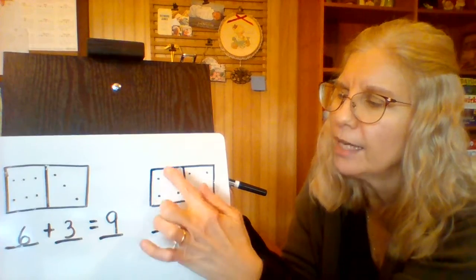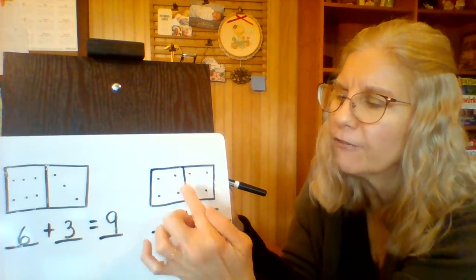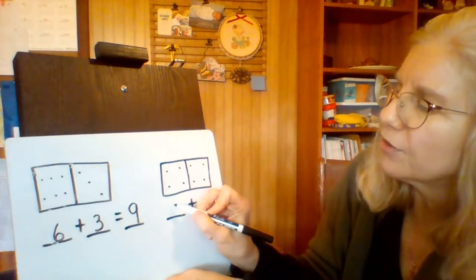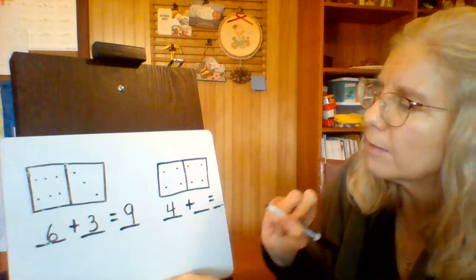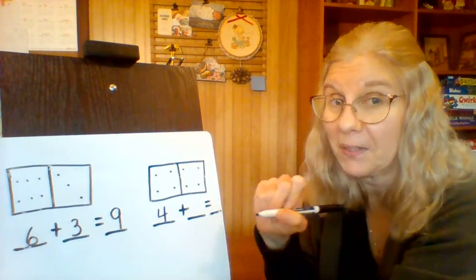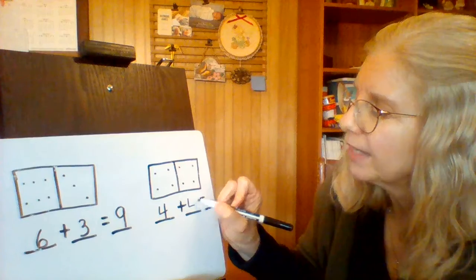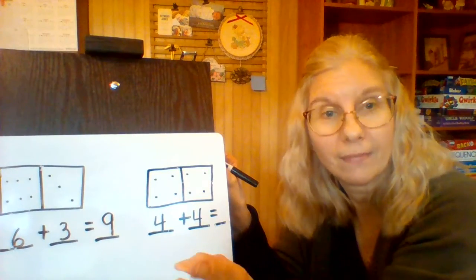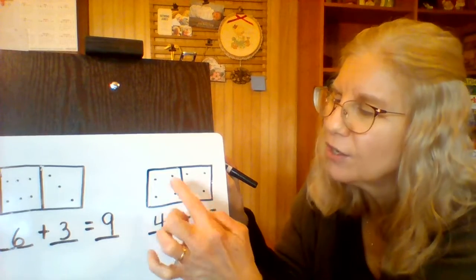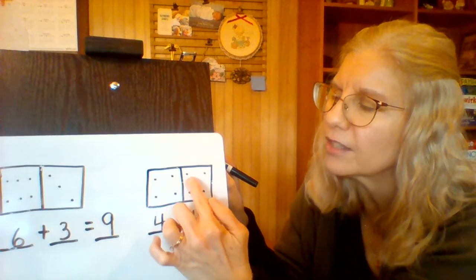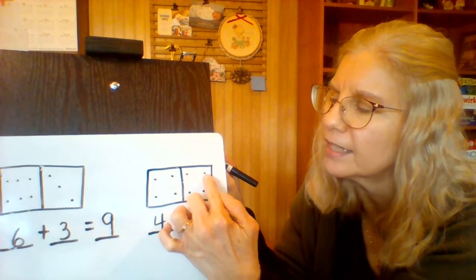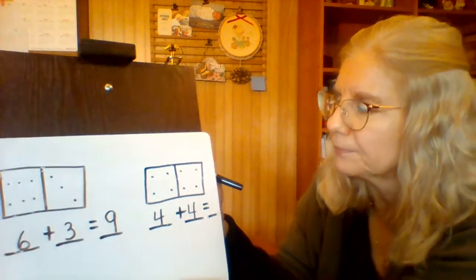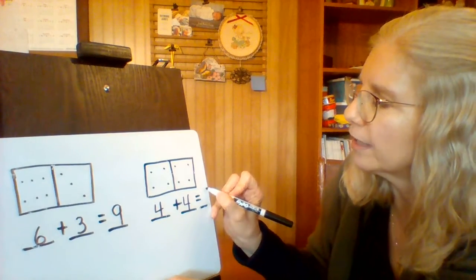Let's count. Ready? 1, 2, 3, 4. Ooh, the other side looks the same, so what number is that? You're right, it's a 4. So what do we call that when it's 2 of the same number? Yes, it's a double. So if you have 4 here, now you can start with 5 here. Ready? 5, 6, 7, 8. So 4 plus 4 is 8.